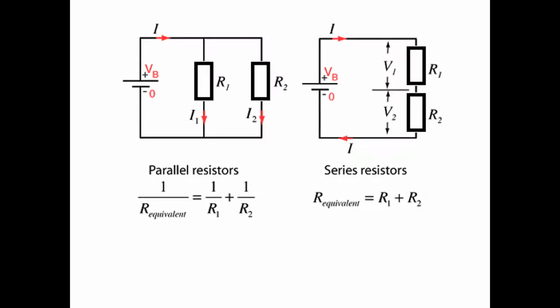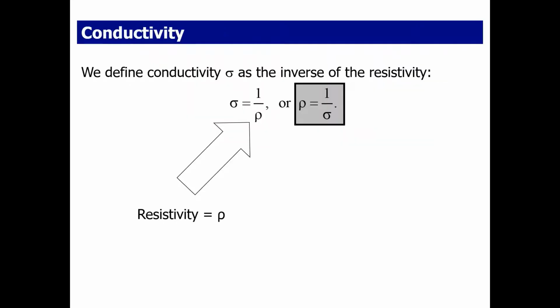Now, if the two resistors are in parallel, you use the equation on the left-hand side of this slide. So 1 over R total is equal to 1 over R1 plus 1 over R2. That's if it's parallel. If it's in series, R total or R equivalent is equal to the sum of the resistors. And we define conductivity as 1 over the resistivity. The symbol for resistivity is rho, and the symbol for conductivity is sigma. So sigma is equal to 1 over rho, or rho is equal to 1 over sigma.